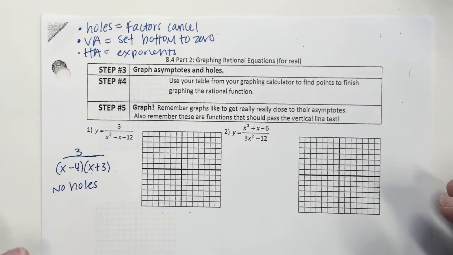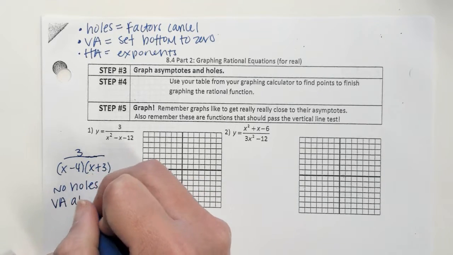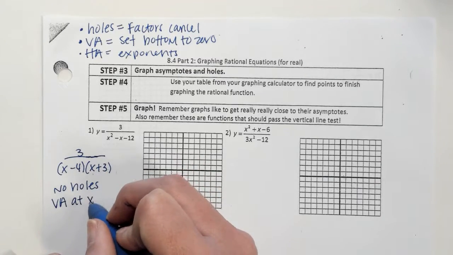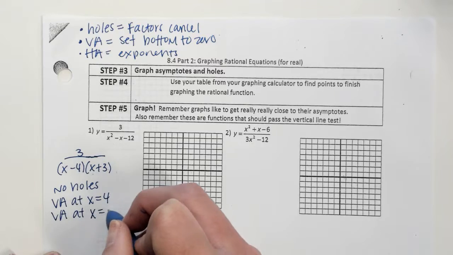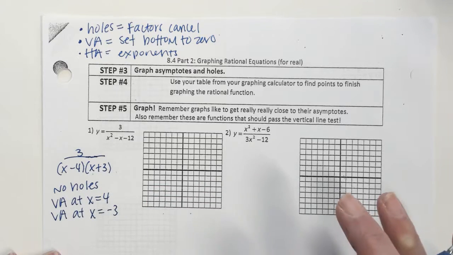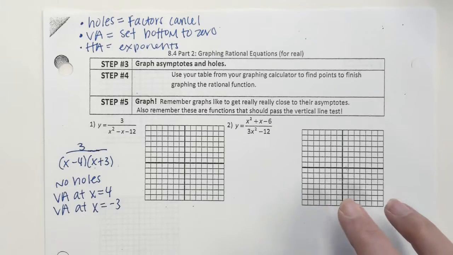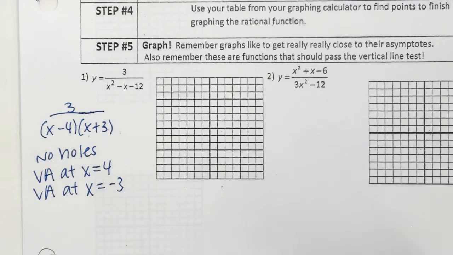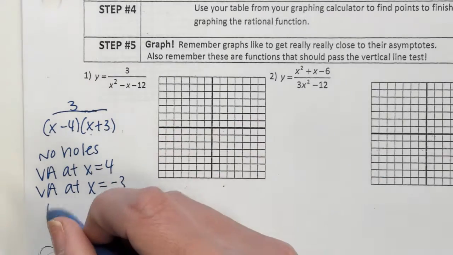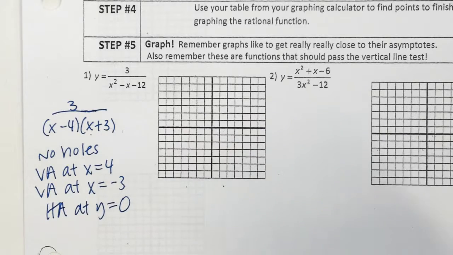Alright, next, let's find the VAs. I set what equal to 0? The bottom. So I have a VA at, and, very good. Alright, now for my HA, I look at the exponents, and is this top heavy, bottom heavy, or neither? So I have an HA at where? Very good. Bottom heavy is always at 0.